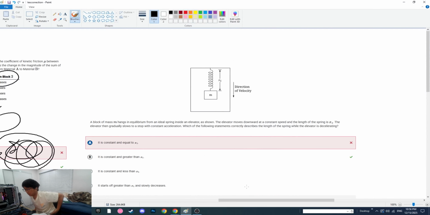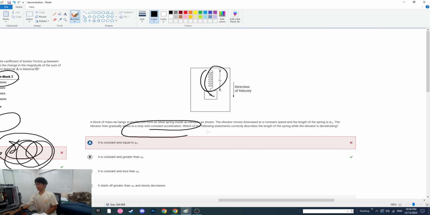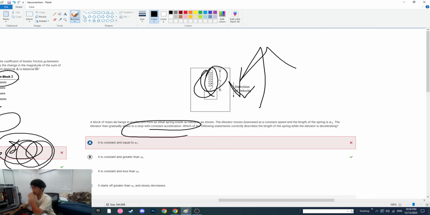And for this one, we're asked to describe the length of the spring while it's decelerating. So we know that it's moving with constant acceleration, so that means the size of this will stay constant. But we also know that it's decelerating, so it's going up to make it stop moving. And since our thing is moving down or moving up, it needs to be moving down to counteract the gravity, and that means that this one would have to be bigger. So yeah, and I thought that since this was constant, this would also be equal to x1, so that's how I got it wrong.